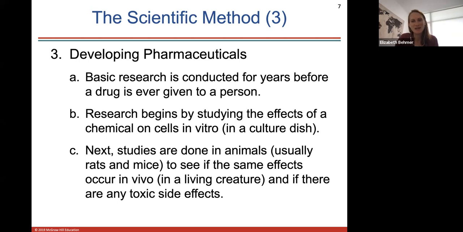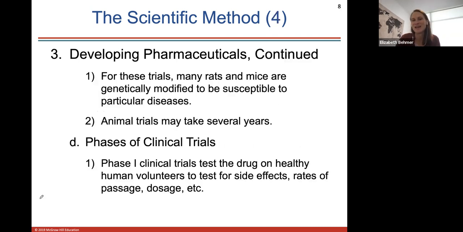So you always have many of them to work with, to see if the same effects occur in vivo, in a living creature. So in vitro is in a cultured dish, and in vivo is in a living creature, to see if there are any toxic side effects of the drugs. For these trials, many rats and mice are genetically modified to be susceptible to a particular disease, and animal trials could take several years before a drug is actually approved.